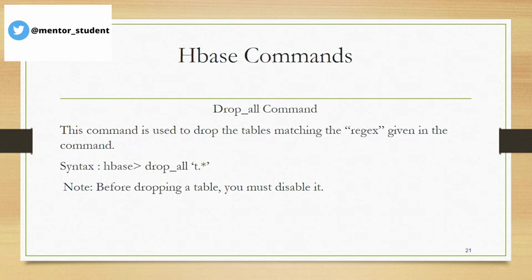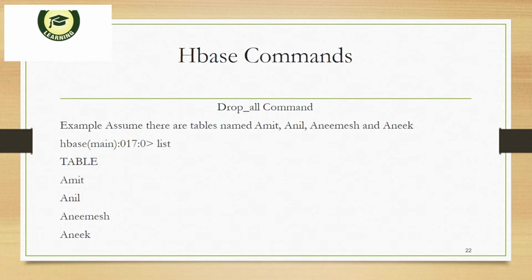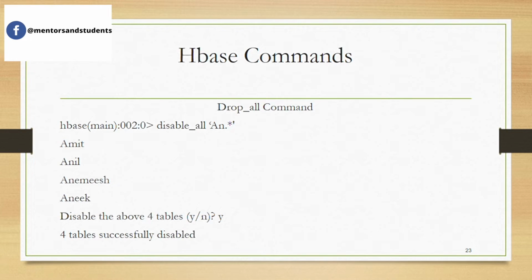There is one more precaution in the case of the drop_all command. Before dropping a table, you must disable it. Suppose there is a scenario. In this example, there are tables named Amit, Anil, Animesh and Anik. First, we can check with the help of the list command. So there are 4 tables: Amit, Anil, Animesh and Anik.